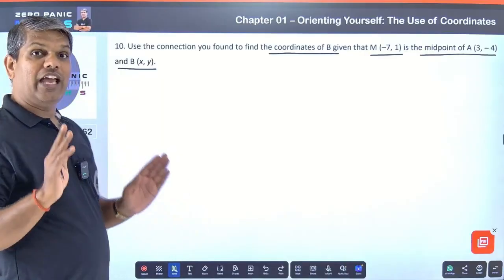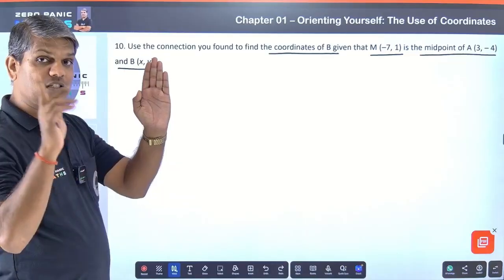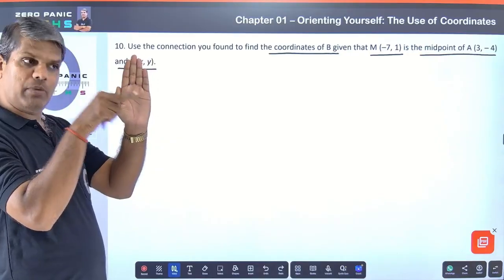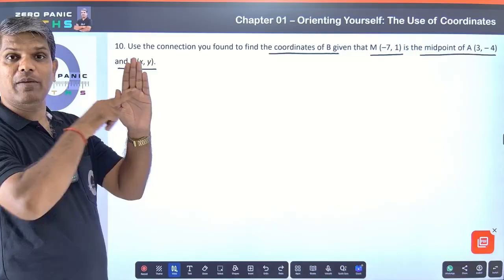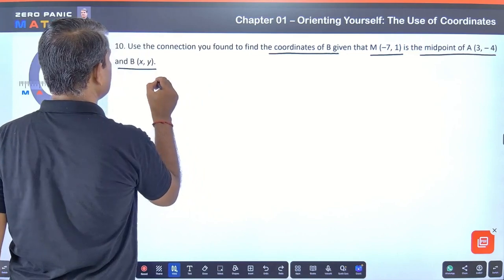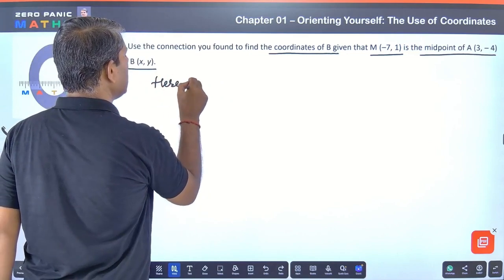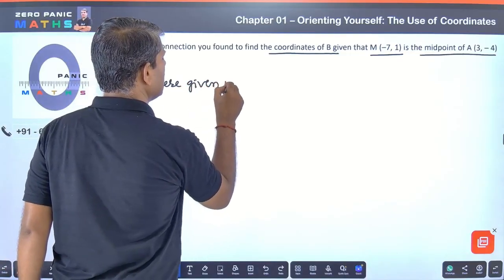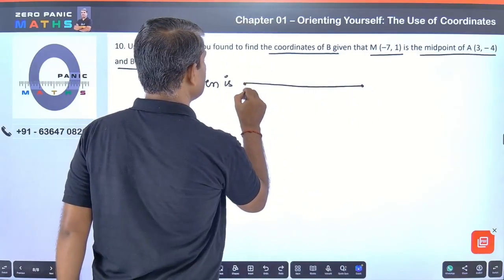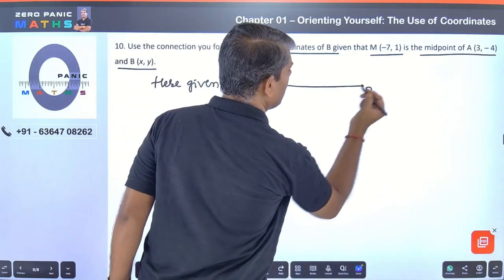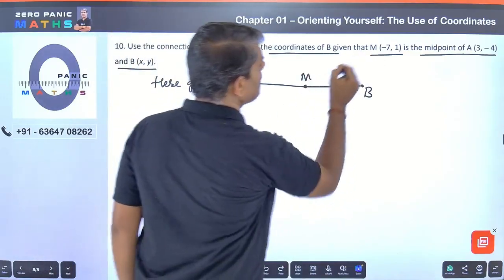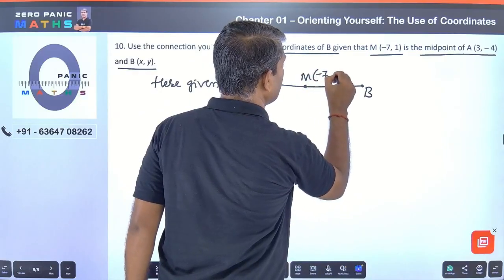So they have given the coordinate values of one endpoint and the midpoint coordinates. The segment's second endpoint they have not given. We have to find that. Suppose this is a line segment A, B, and M is the midpoint of this. What is M, already given? That is minus 7, 1.